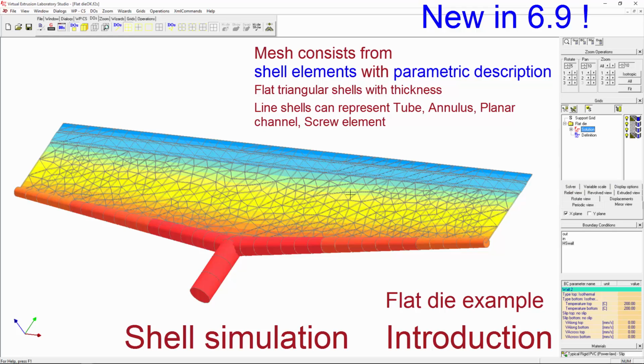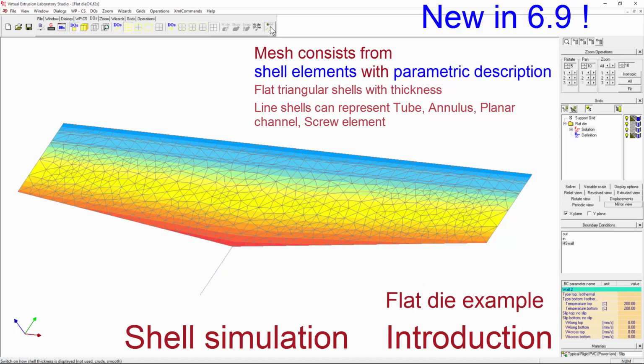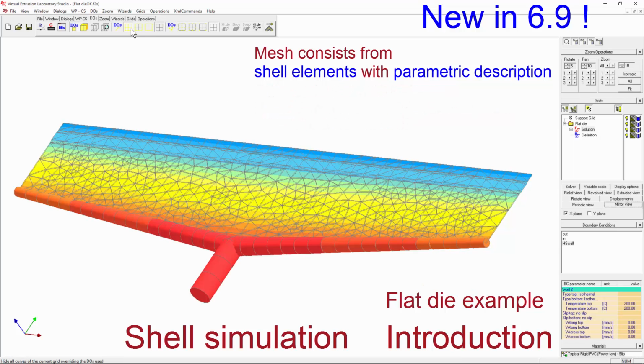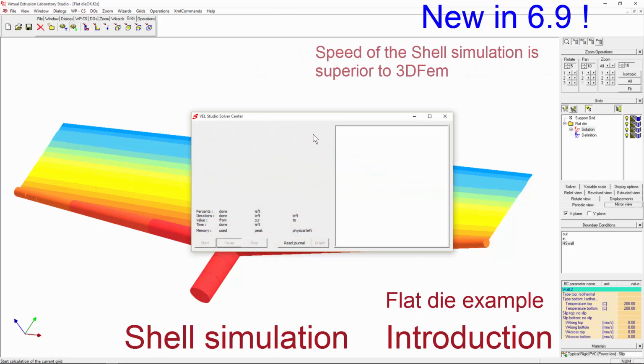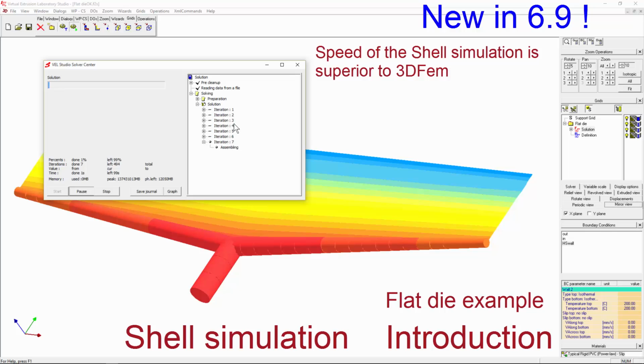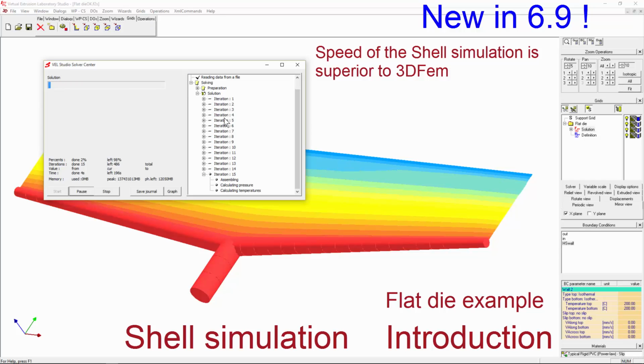What is the advantage of this calculation? Why would I simplify so much? Well, that's because with this kind of calculation, my solution is much faster than it would be in 3D FEM. This, what you see here, is a real-time solution. I didn't speed it up. It's just started right now, and I'm calculating.